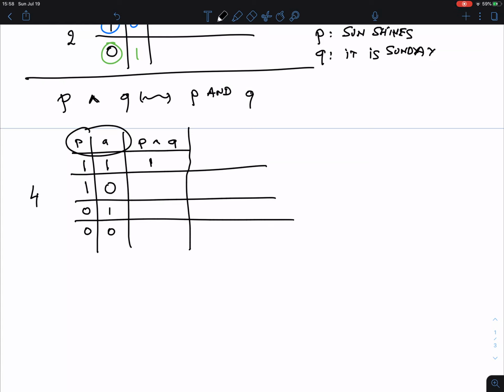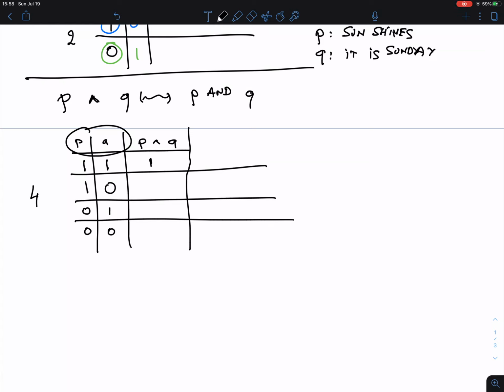What about P and Q? The sun shines. I confused my P and Q. P is false because it's 10 p.m., right? The sun is no longer shining, but it is still Sunday. So is P and Q true? No, because not both are true. So if one is true but the other is false, we get 0.